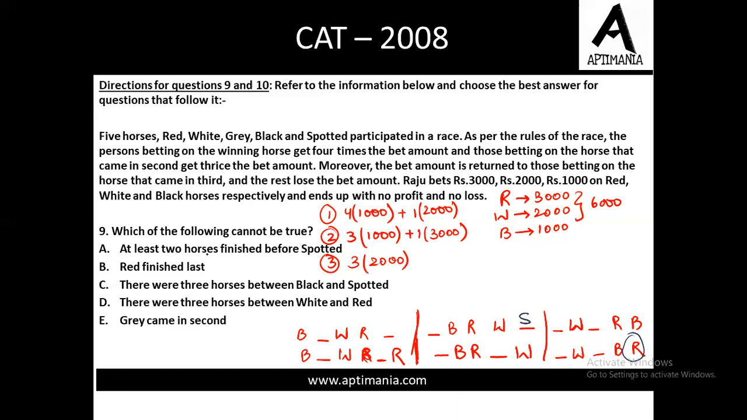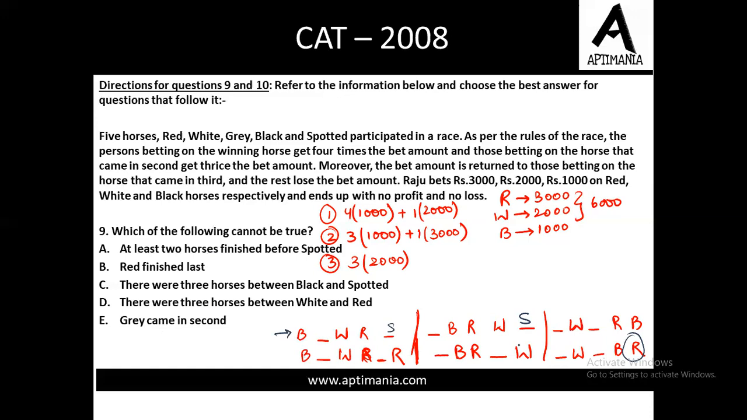There were three horses between black and spotted. Okay. So considering this situation, black is on the first one, spotted is on the last one. Again, there were three horses between black and spotted, which is again true. Right. There were three horses between white and red. For this situation, white and red need to be the first and the last position, which does not seem to be possible in any of the cases.